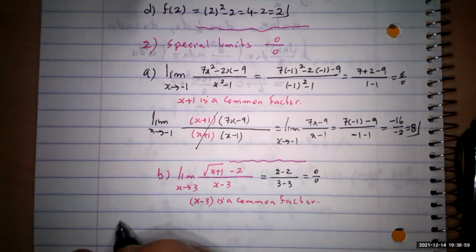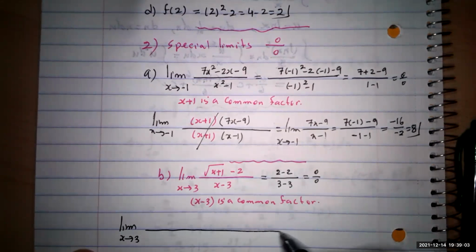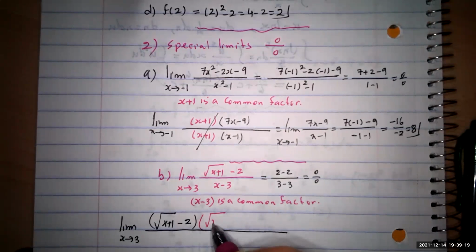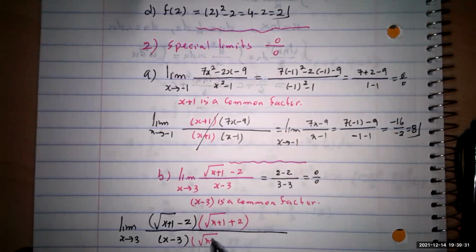So we start it over. It's a limit as x goes to 3. The top and the bottom by radical x plus 1 plus 2. So we already got radical x plus 1 minus 2, and we multiply by the conjugate, radical x plus 1 plus 2. Same thing here: this is x minus 3, you times it by radical x plus 1 plus 2.